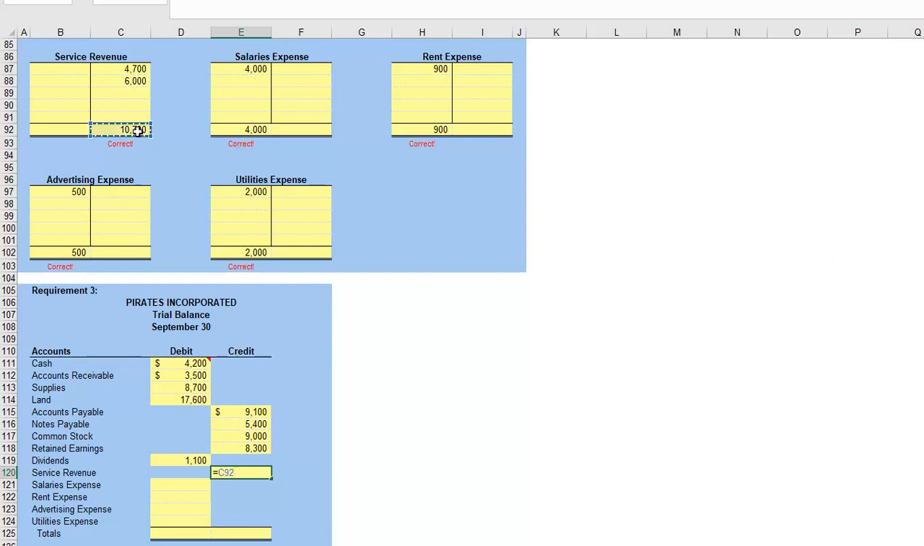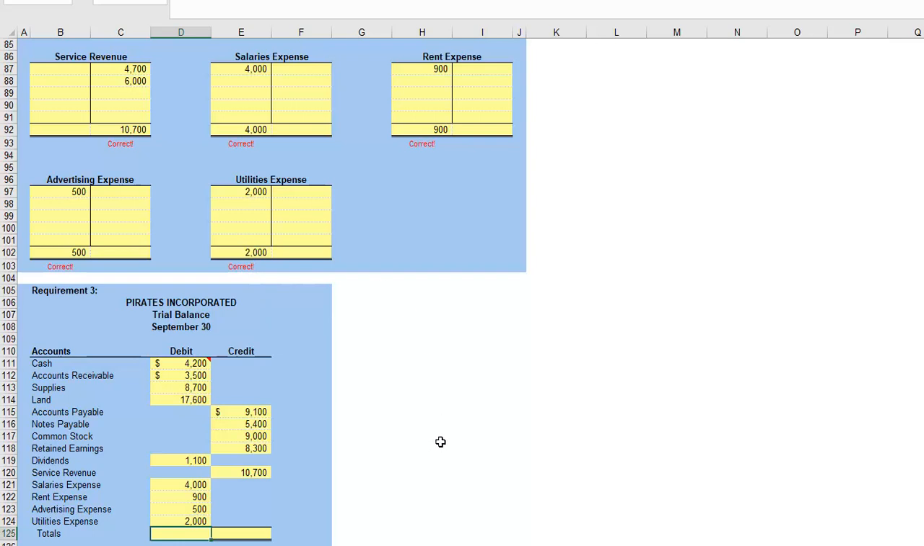I'm updating my service revenue of $10,700. Salaries and the other remaining accounts are going to be expense accounts. Those are all going to be in the debit area or the left-hand side. We have our advertising expense here, and we have our utilities expense here of $2,000.